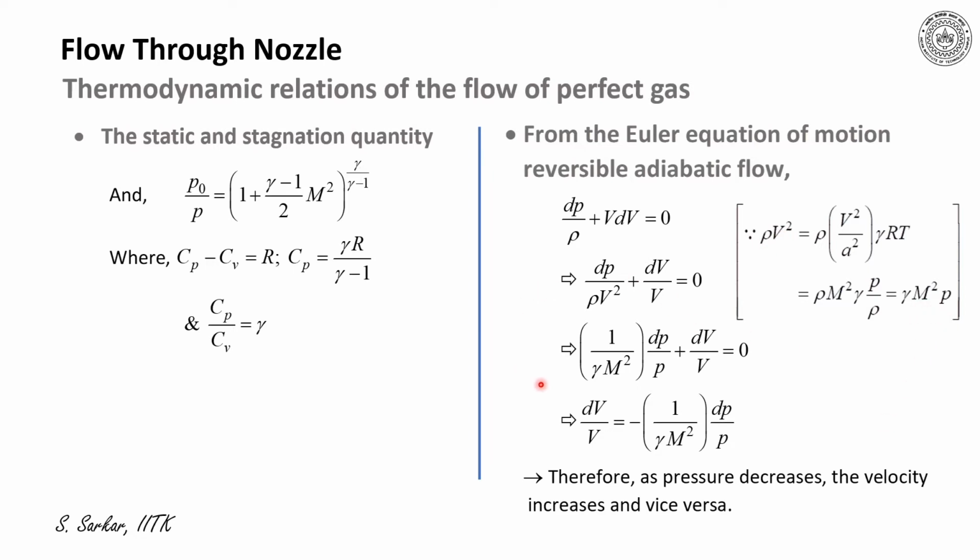Thus, this equation becomes 1 divided by gamma M squared into dP by P plus dV by V is equal to 0. Thus, I can put the Euler equation in the form dV by V is equal to minus within bracket 1 by gamma M squared into dP by P. Now M squared is always positive. Therefore, as pressure decreases, the velocity would increase and vice versa.